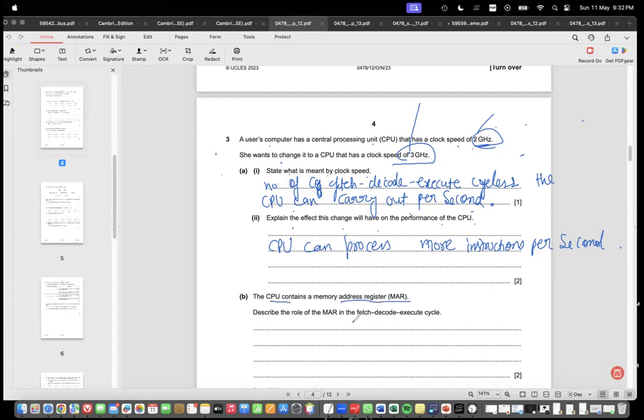Now, the CPU contains a memory address register. Describe the role of the MAR in the fetch, decode, execute cycle. So, the MAR holds the address of the instruction or data to be executed by the CPU. It sends this address to the RAM via the address bus, so that the CPU can access the required instruction. So this is the role.